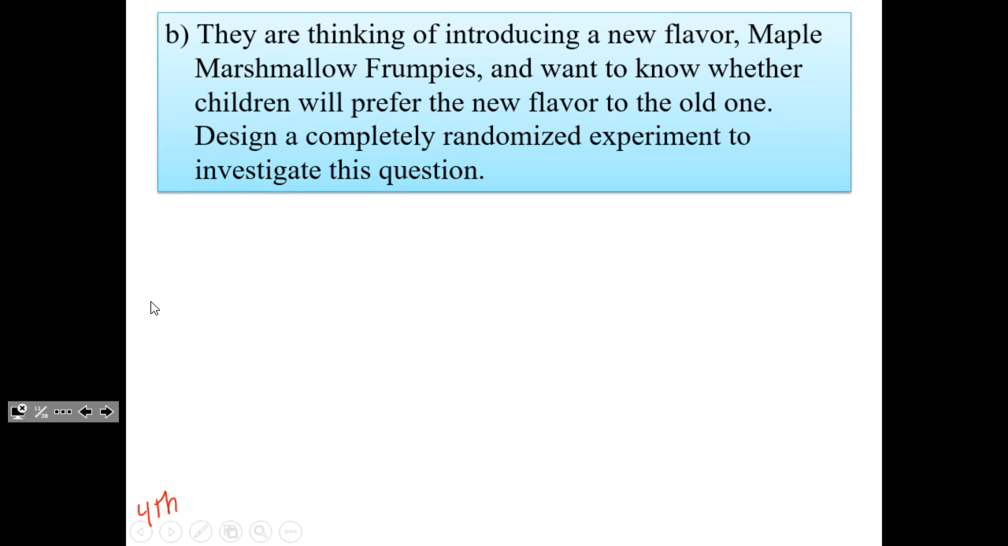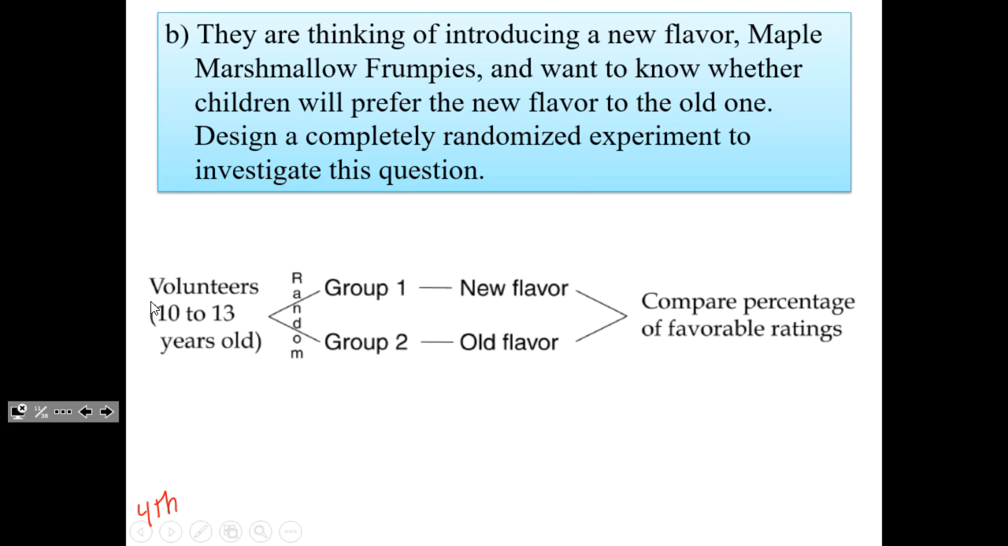Well, now they're thinking about putting out a new flavor. They're going to make maple marshmallow Frumpies. And they want to know whether children will prefer the new flavor to the old flavor. So now we design a completely randomized experiment to investigate. Completely randomized means we're not going to exercise any control on who ends up inside of what group other than a random process. Well, we could do something like this. We take all of our volunteers, here, and we use a random process to assign them to group 1 or group 2. Group 1 receives the new flavor, group 2 gets the old flavor.